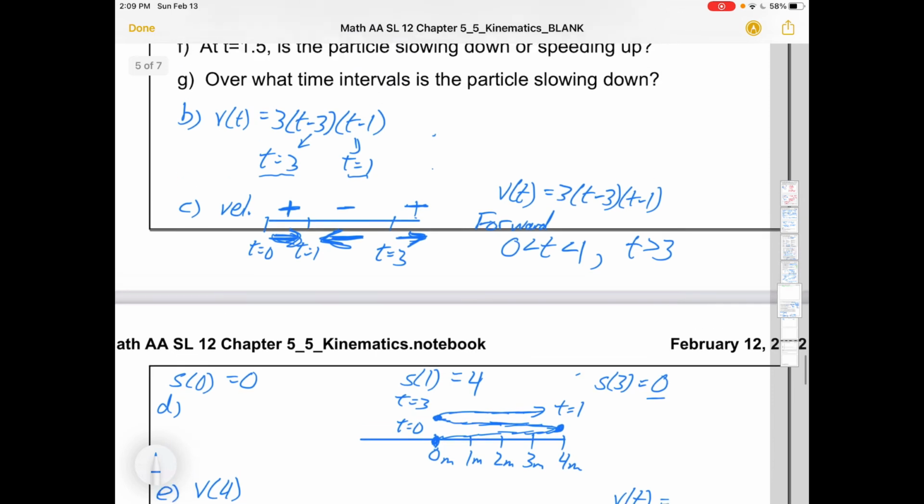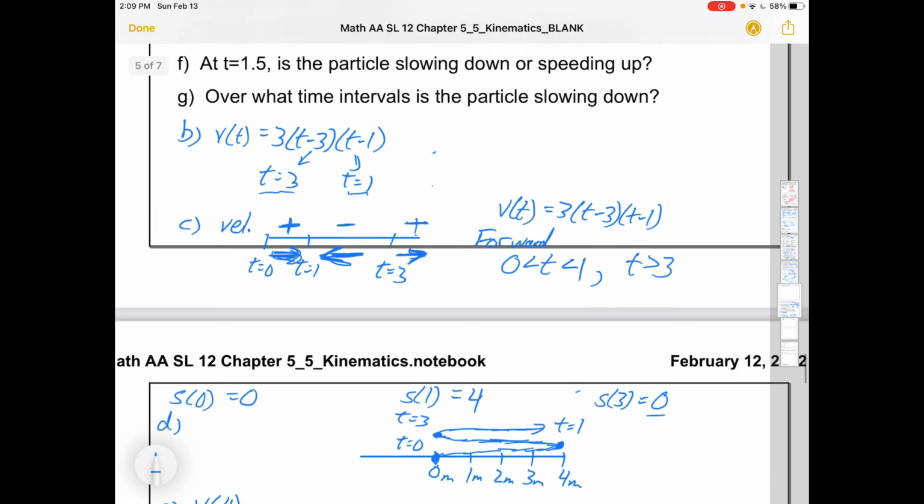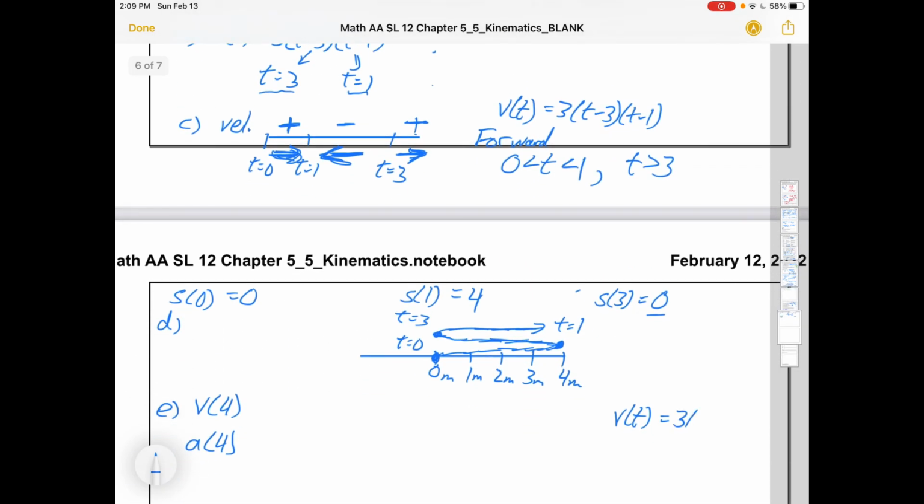So let's see. The velocity function was 3t squared minus 12t plus 9. And that was s prime. S double prime is v prime, the acceleration function, and that would be 6t minus 12. So if you plug 4 into the velocity function, we kind of already know it's going to be positive, but let's just do it for fun.